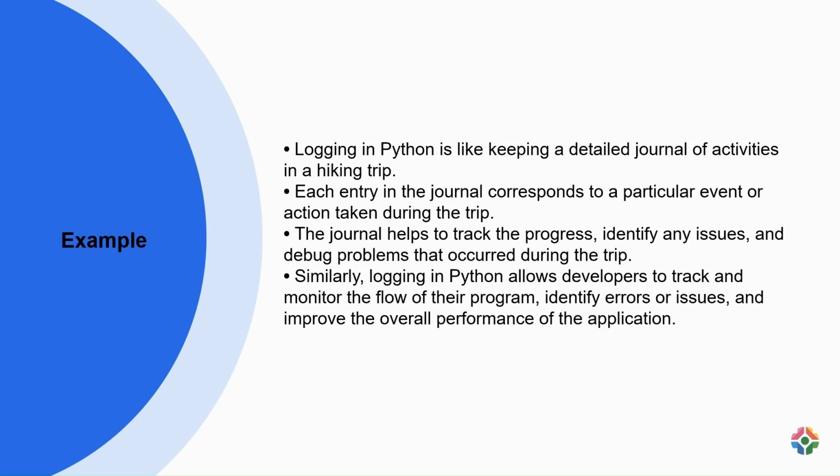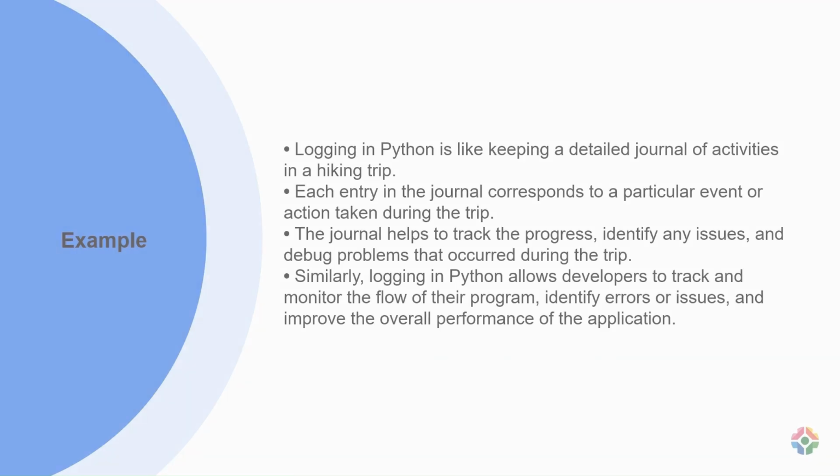Logging in Python is like keeping a detailed journal of activities in a hiking trip. Each entry in the journal corresponds to a particular event or action taken during the trip. The journal helps to track the progress, identify any issues and debug problems that occurred during the trip. Similarly, logging in Python allows developers to track and monitor the flow of the program, identify errors or issues, and improve the overall performance of the application.